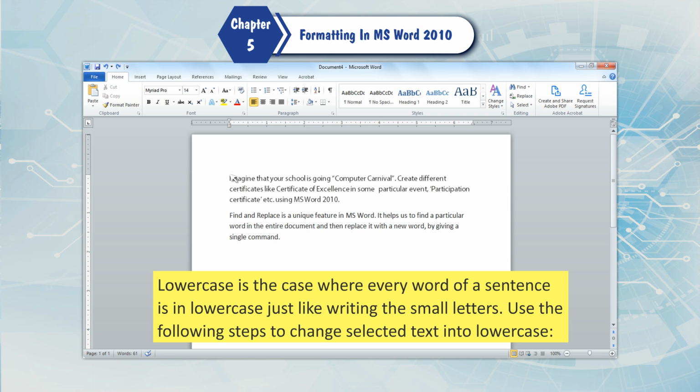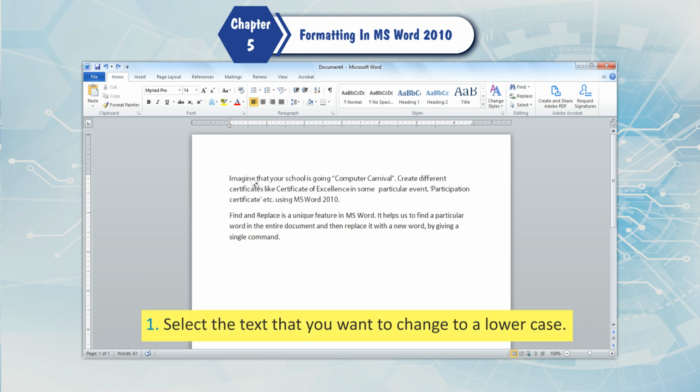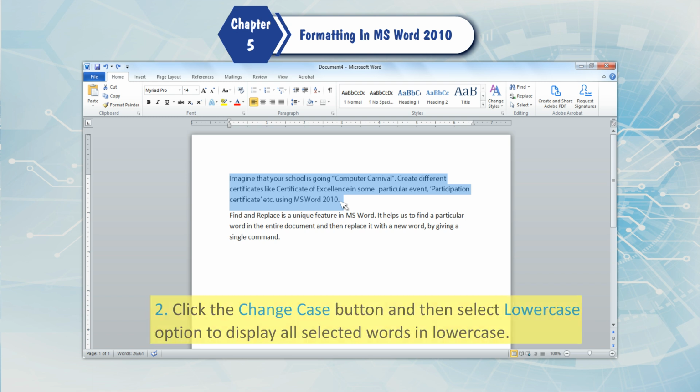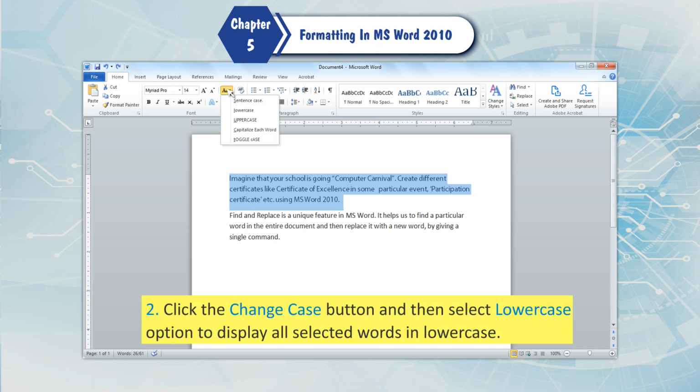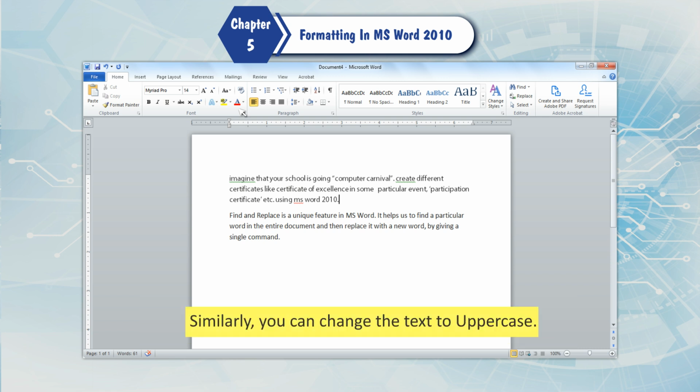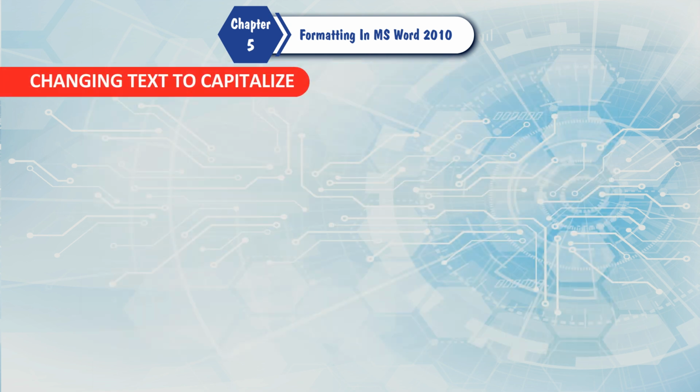Lowercase is the case where every word of a sentence is in lowercase, just like writing the small letters. Use the following steps to change selected text into lowercase. Select the text that you want to change to lowercase. Click the Change Case button and then select the Lowercase option to display all selected words in lowercase. Similarly, you can change the text to uppercase.